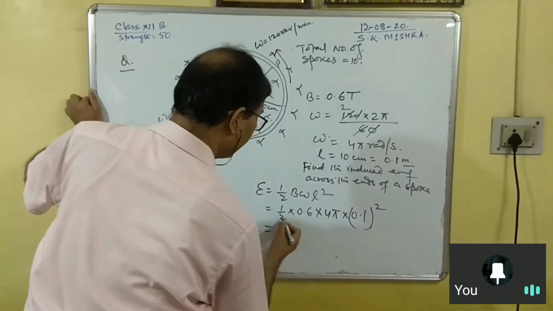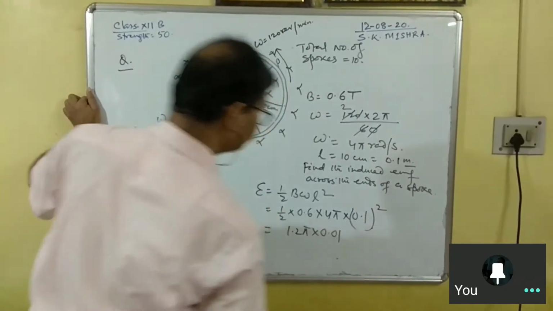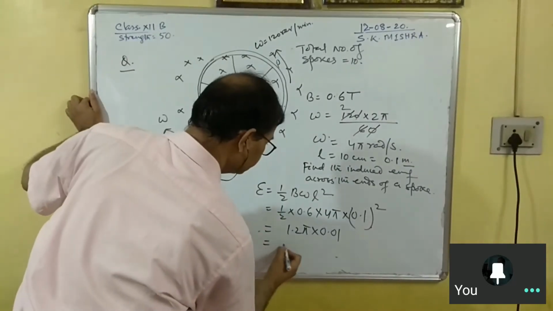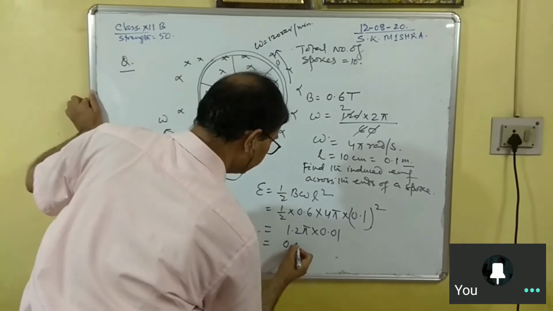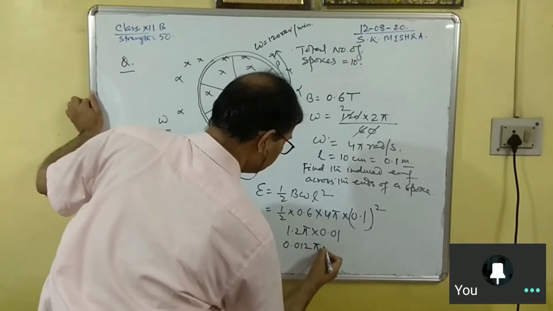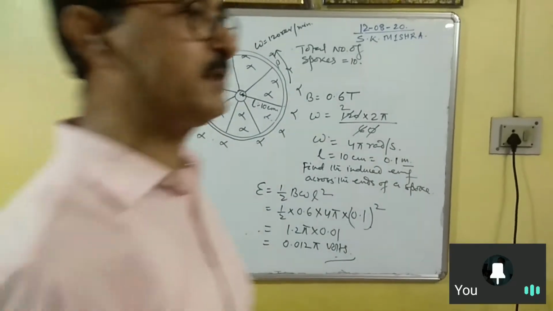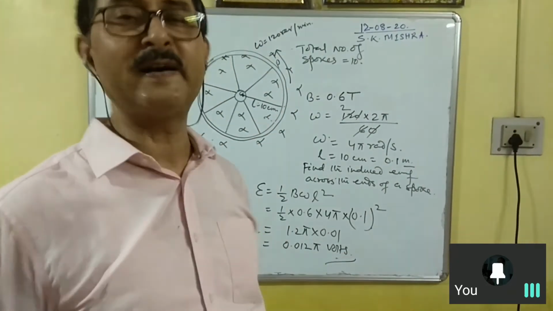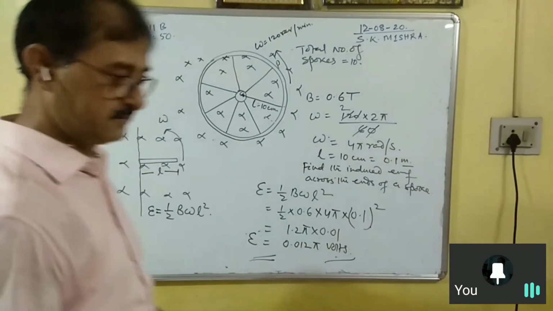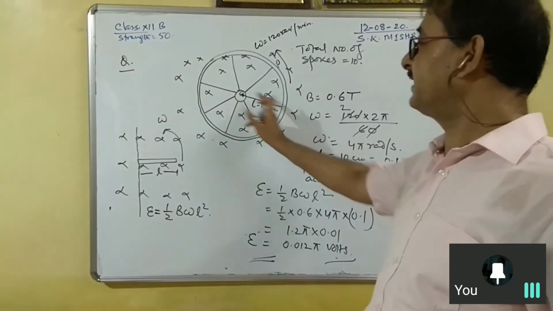So if you multiply 0.3, this is 1.2 pi into this is 0.01. Am I right? So it's how much? 0.012 pi volts. If you put the value of pi also, which is 3.14, multiply these two, you will get the final answer. But I don't want to waste the time in multiplying the things. Okay, you can find it. So this much is the induced EMF across the ends of the spokes.